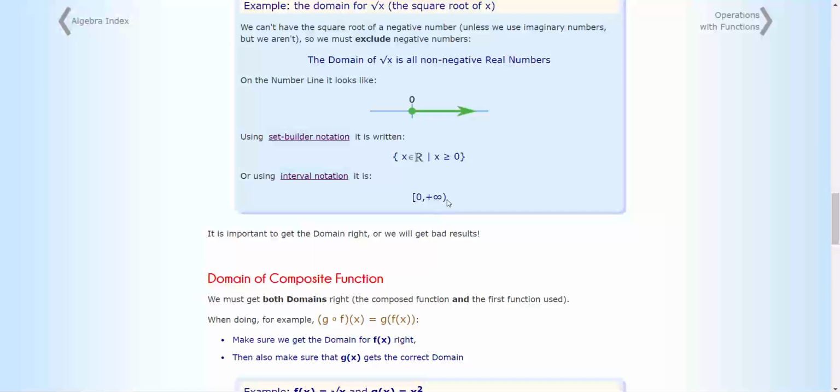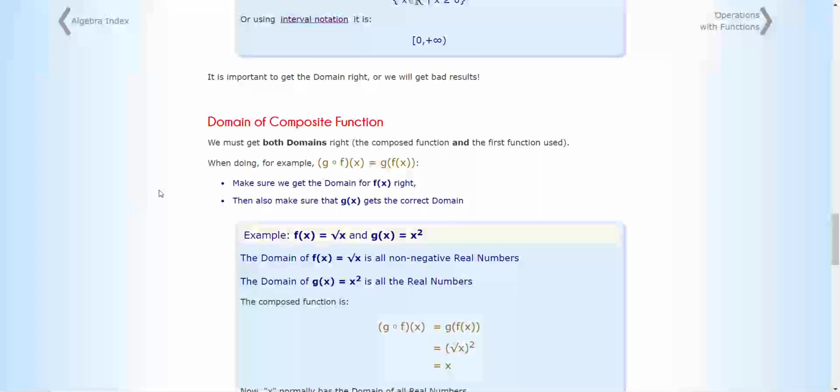This uses square brackets and curved brackets. It's important to get the domain right, otherwise you could get bad results. This is what I was talking about: we must get both domains right, for the composed function and the first function used.